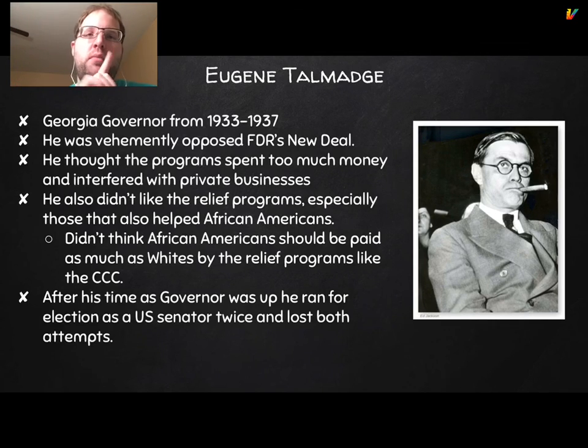Talmadge serves one term as a Georgia governor. Then he tries to get elected to the Senate a few times, and then that's it. But that's the end of these notes.